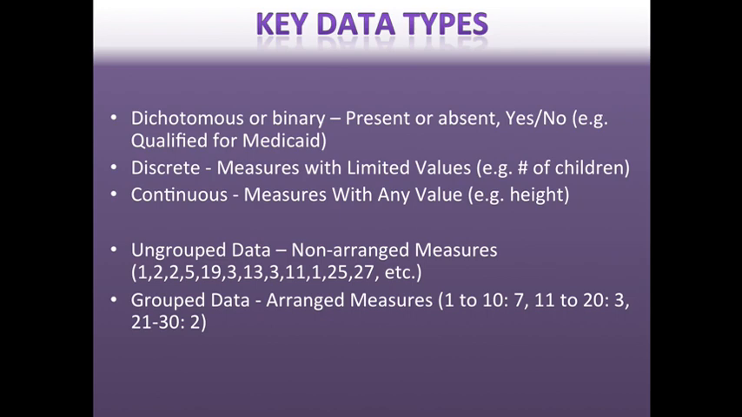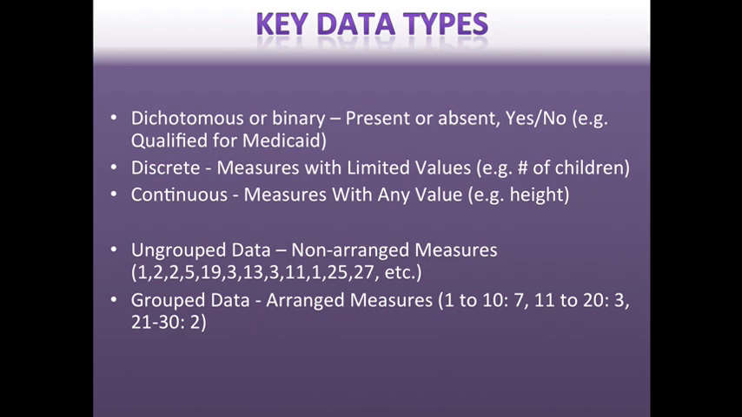Other types of terminology around data that we'll be using is ungrouped data versus group data. So ungrouped data is just the non-arranged measures, just the information as it comes up. So let's say you're talking about people who are present in a nursery, okay? So you might have a 1-year-old, a 2-year-old, a 5-year-old, a 3-year-old, a 19-year-old, 13-year-old, etc. If that's ungrouped, you just have those essential raw numbers right there.